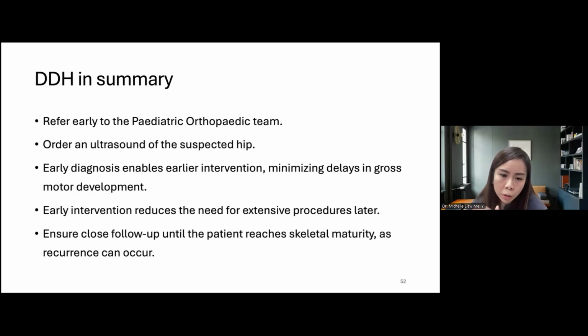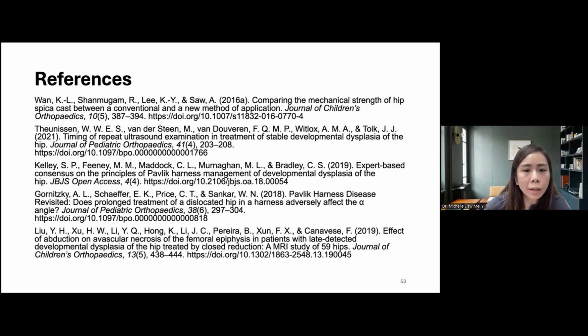So we normally closely follow up our patients until they reach skeletal maturity. And sometimes we still see them when they have reached early adult age as well, because recurrence can actually occur. So these are my references.